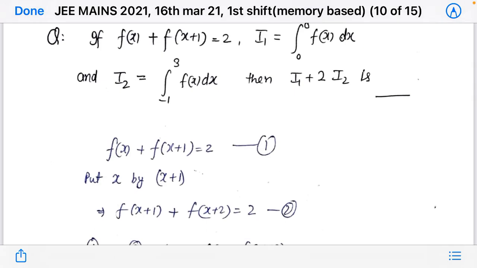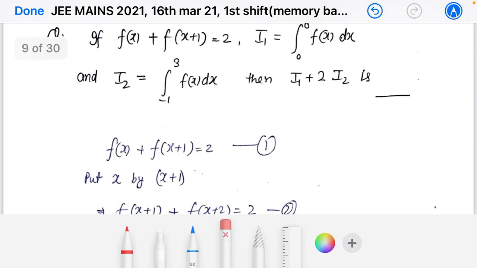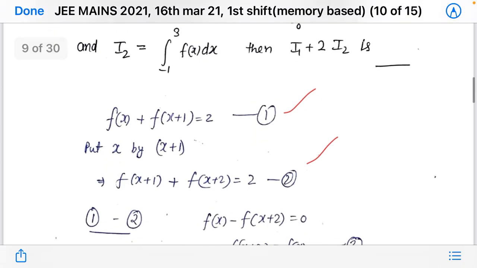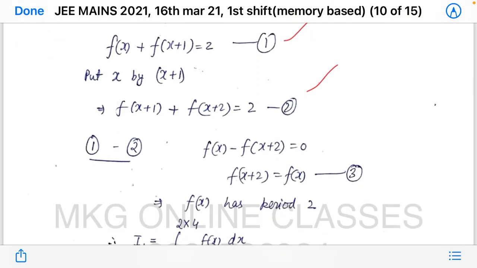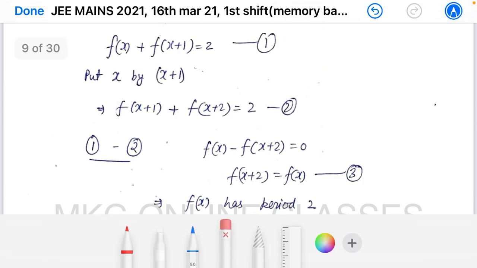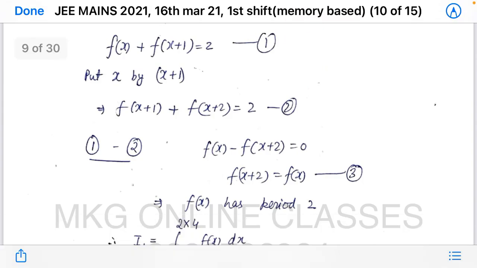Okay, f(x) plus f(x plus 1) is equal to 2. So I can put x plus 1 in place of x. So basically I'll be getting f(x plus 1) plus f(x plus 2) is equal to 2. Now subtract these two equations, equation 1 and equation 2. If I subtract, I will be getting f(x) minus f(x plus 2) is equal to 0. So f(x plus 2) is coming out to be f(x). This shows me that the function is having a period of 2.